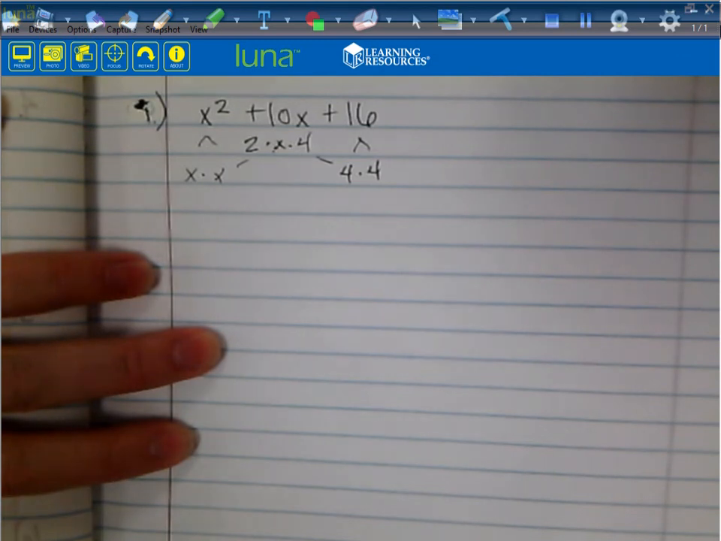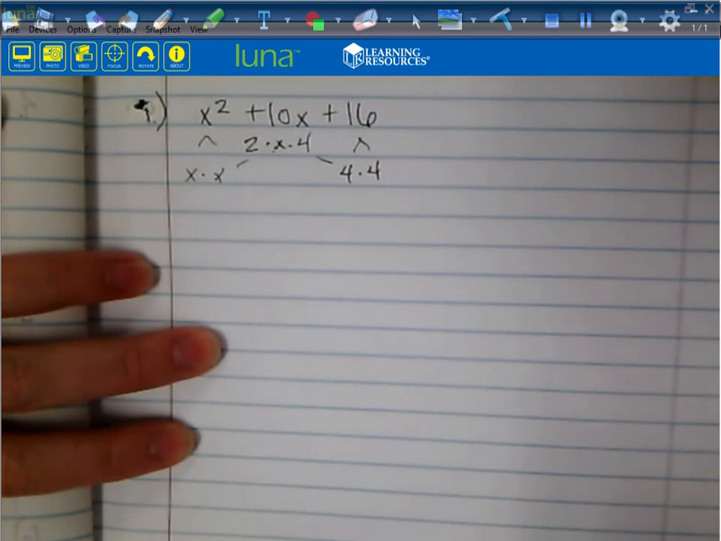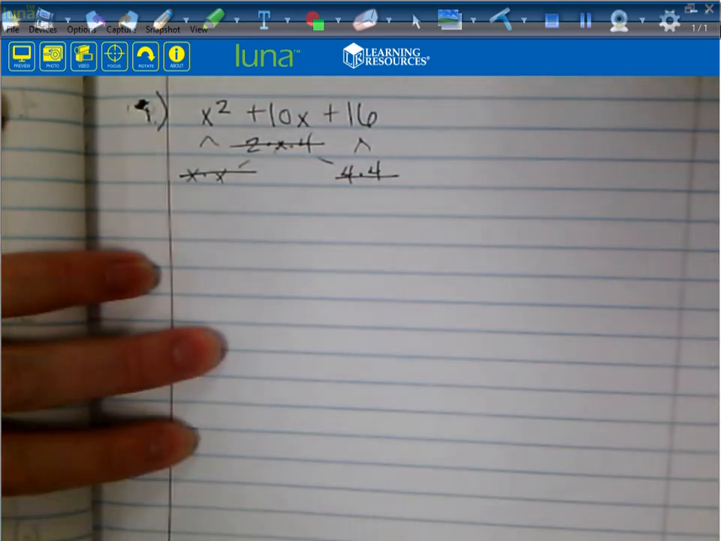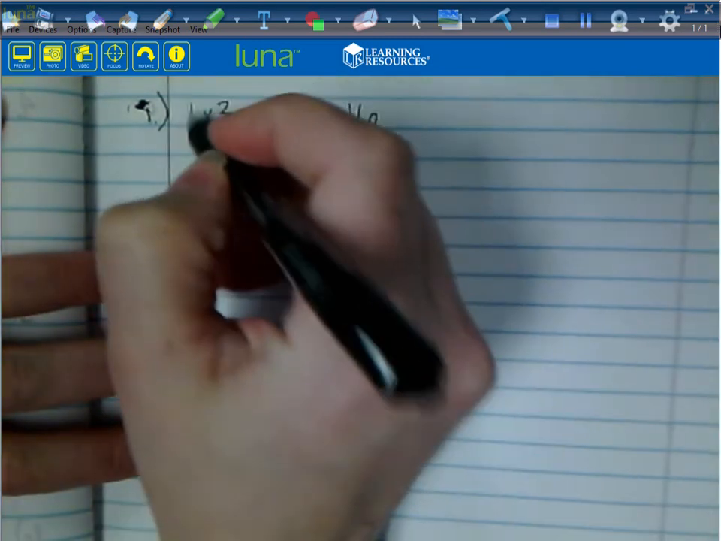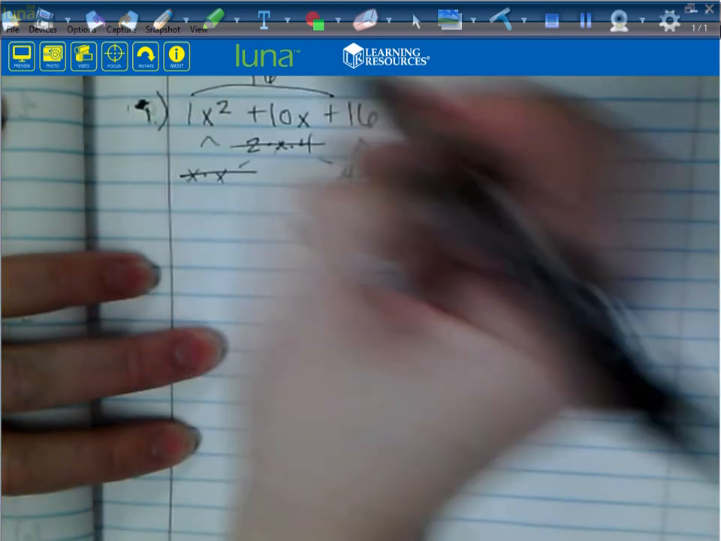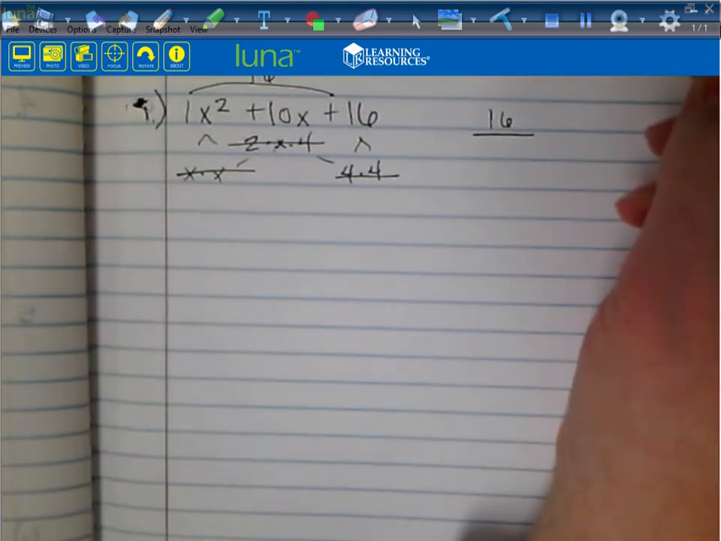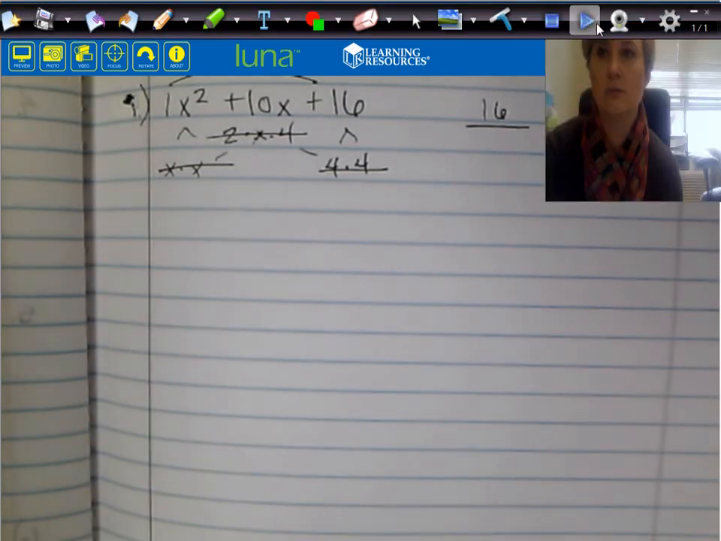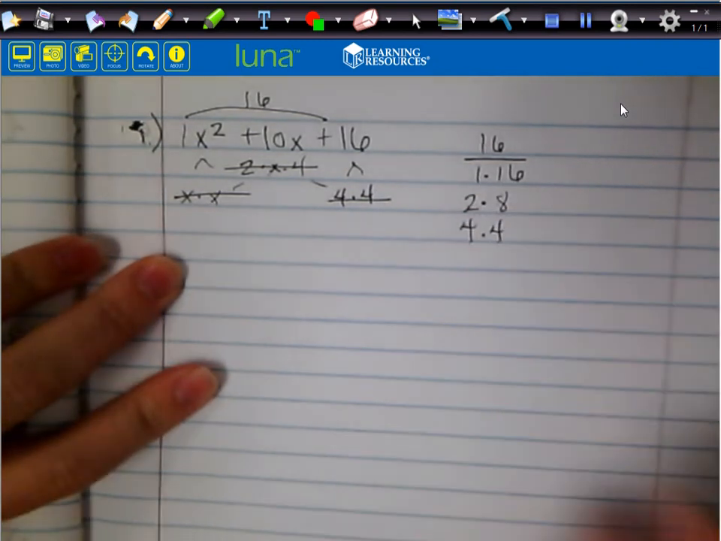So that didn't work. So that means, not that I can't factor this trinomial, but it just means this way is not going to work. So what I have to do is go back to the old way, and I'm going to multiply my first term times my last term, which is going to give me 16, and then I'm going to come over here, and I'm going to list my factors of 16. All right, so I've listed my factors of 16 here. 1 and 16, 2 and 8, and 4 and 4.